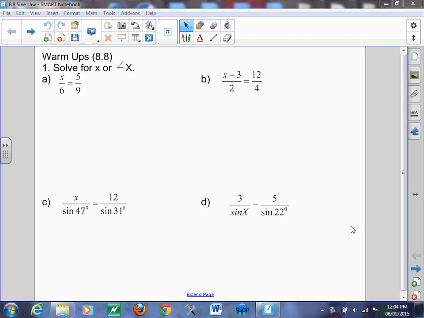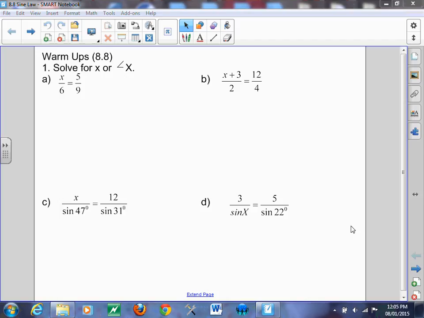Today we're going to start taking a look at those triangles that do not have a 90-degree angle in them, and they're called oblique triangles. But before we get into the sine law, we're going to do warm-ups. Now notice on these warm-ups, folks, you've got one fraction equaling another, or one rational expression equaling another, and we're going to use cross-multiply to solve. This is a key component that we're going to be setting up for when we deal with the sine law.